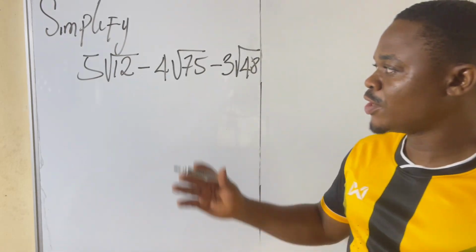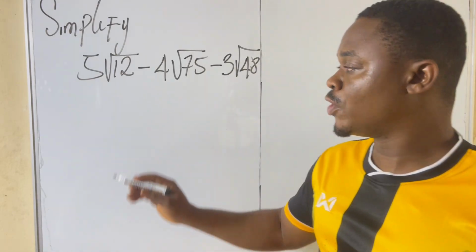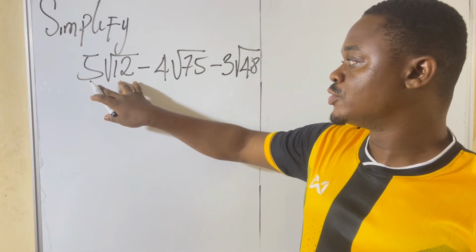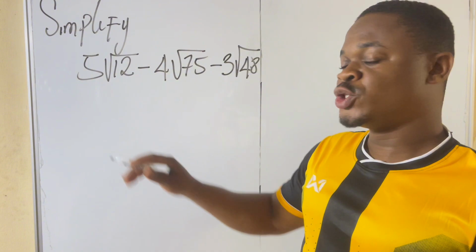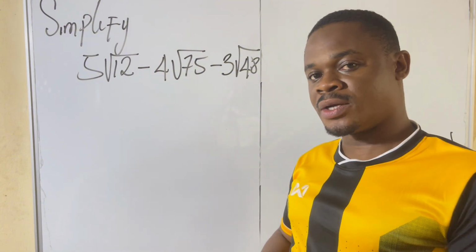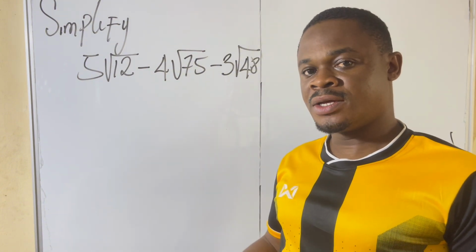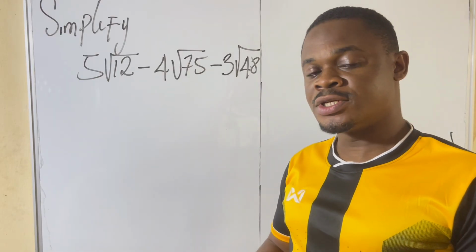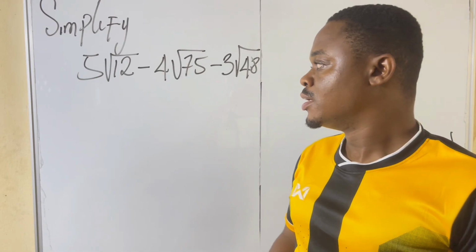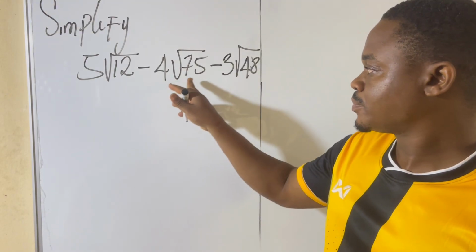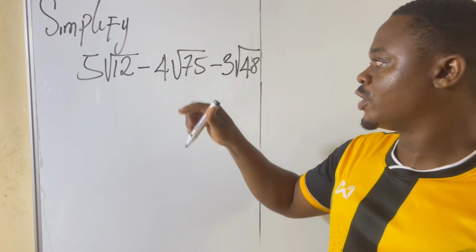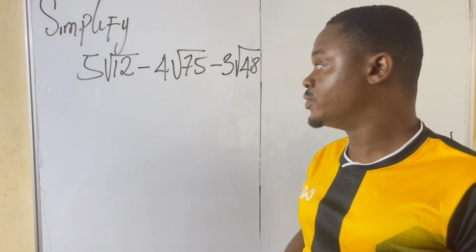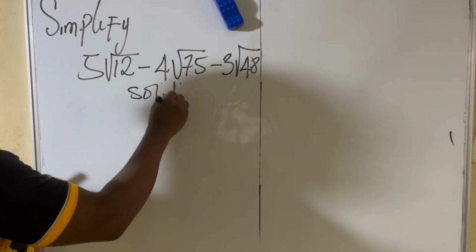Now, in solving this problem, first of all, let's look at the numbers in the root. We'll break down these numbers in the root, in which one of the numbers will be a perfect square. And what is a perfect square? A perfect square is a number whose root is a whole number. So we'll break this down in order to get a perfect square as part of the values under the root. All right, solution.